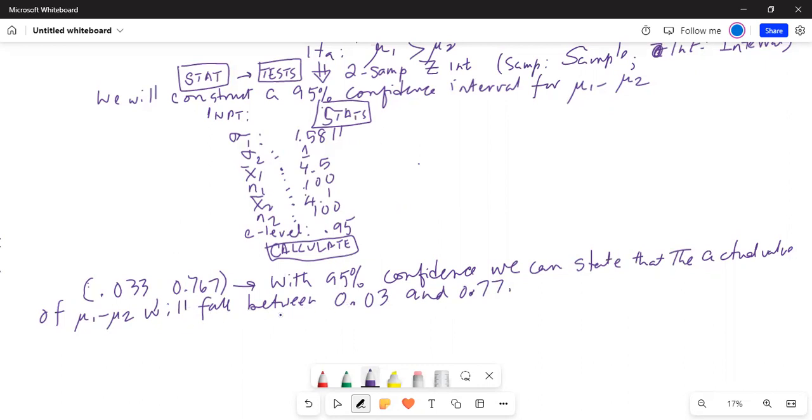Remember our null hypothesis, H0, was mu1 minus mu2 equal to 0, and alternate was mu1 minus mu2 greater than 0. This is the same as saying H0, mu1 equal to mu2, and HA is mu1 greater than mu2.